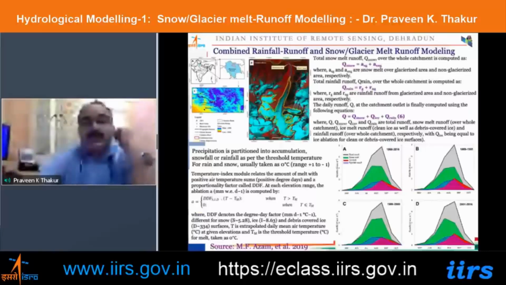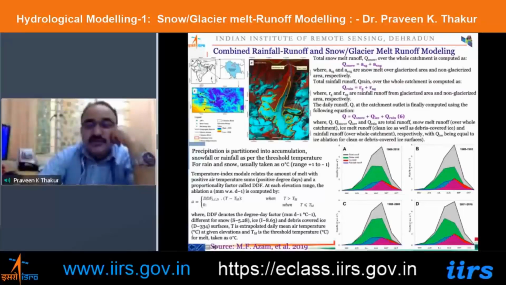Now, in the literature, there are more open source models also. This is one example where the user can make the data themselves. You can utilize the data from nearby weather stations to calculate the degree day factor, and other factors you can calculate from remote sensing, such as the snow cover area, or from the weather station data available near the glacier.